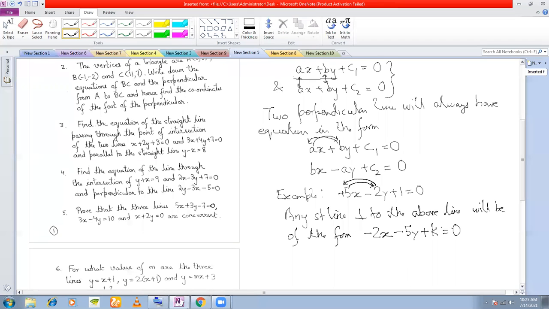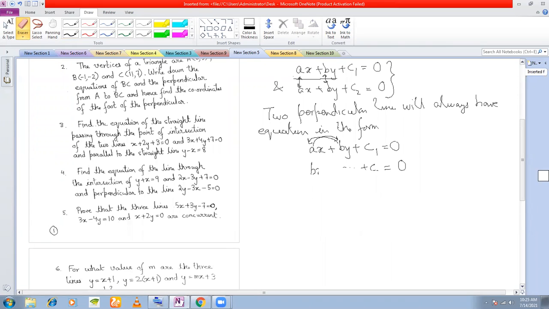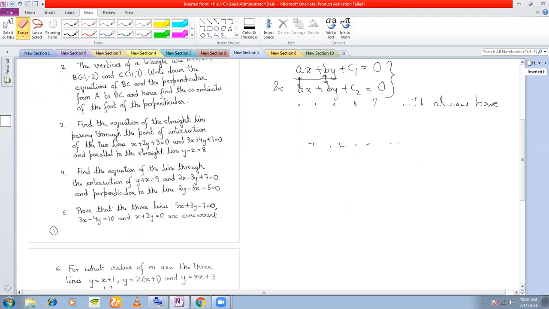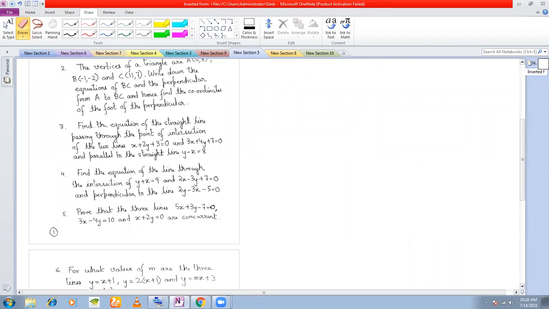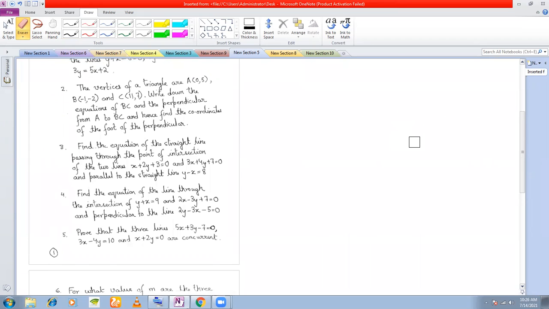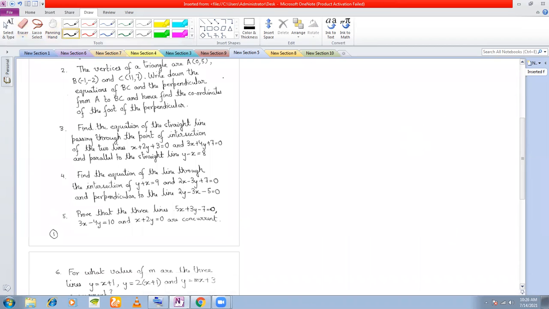Fine. So this you must know before solving this problem. So let us very quickly solve this problem once we know this concept. The question here is: find the equation of the straight line passing through the point of intersection of the lines and parallel to the straight line. So the given lines are, let's list down the lines first.